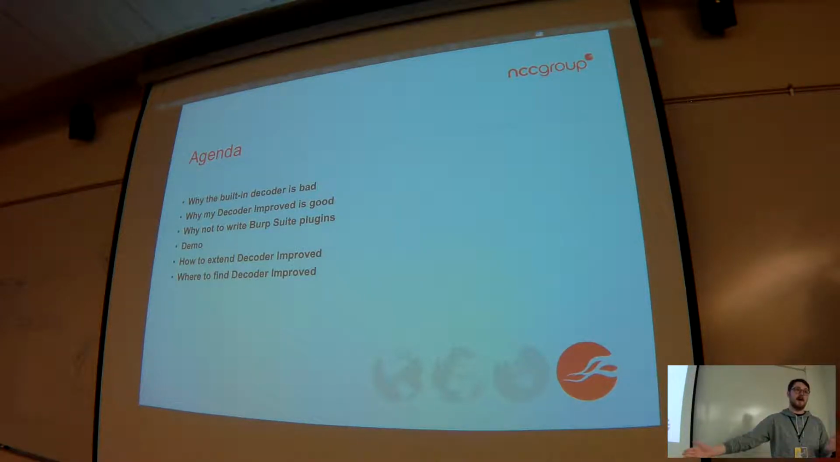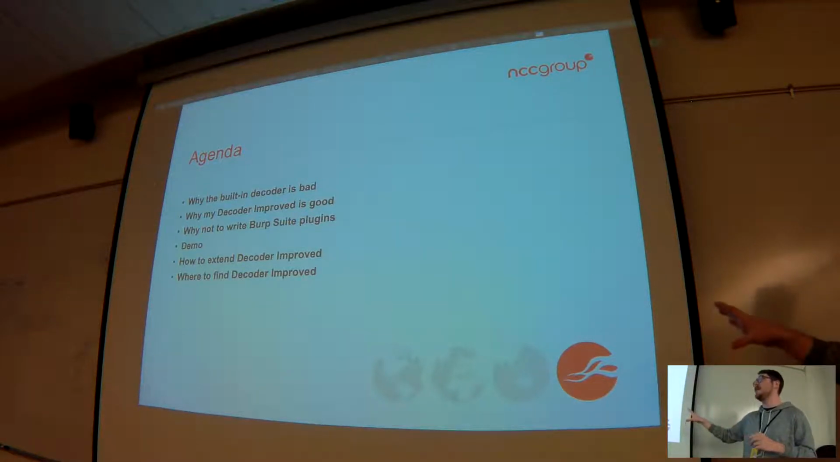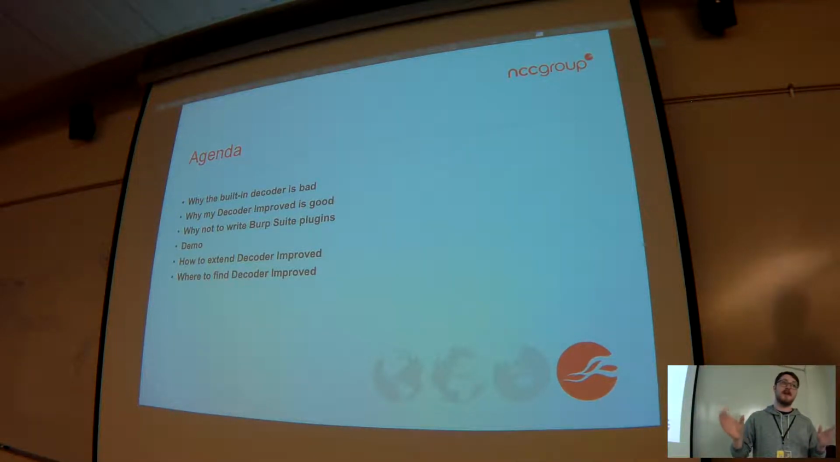I'll show you why mine's better. It's very clear. I'll give you the easy demo on how to extend it. It takes 2 seconds to write your own custom decoders. You basically just extend a class, write a little bit of code. It's super quick. And then I'll tell you where to find it, which is basically nowhere right now. You have to email me.